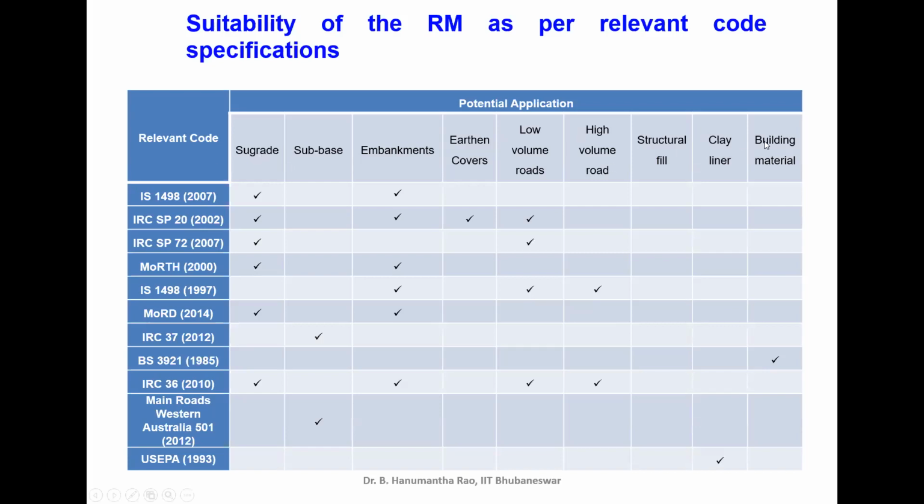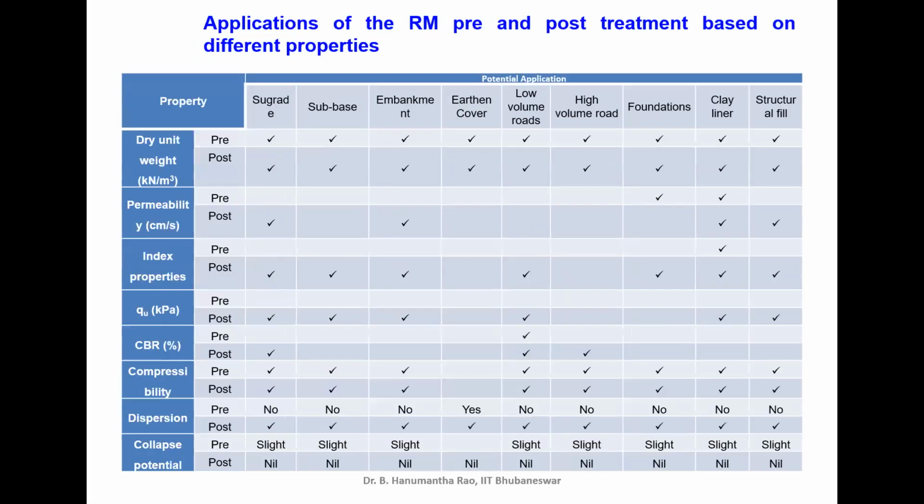These are the different engineering applications, and these are the different codes which describe minimum compaction, minimum UCS, and minimum leachability, to ensure that no harmful chemicals are released. You can keep on ticking that yes, it is meeting, as per IS 1498, the subgrade or embankment requirements, in terms of compaction or strength.